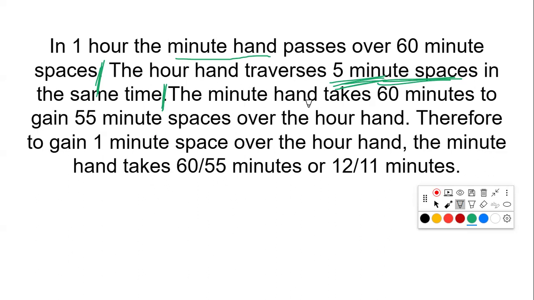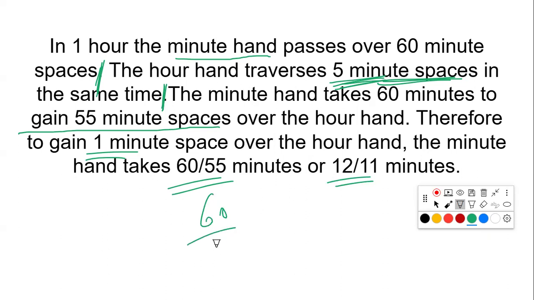The minute hand takes 60 minutes to gain 55 minute spaces over the hour hand, because it is moving 60 minute spaces every 1 hour, and the hour hand is only moving by 5 minute spaces. What is the gain? The gain is 55 minute spaces. Therefore, to gain 1 minute space over the hour hand, the minute hand takes 60 by 55.